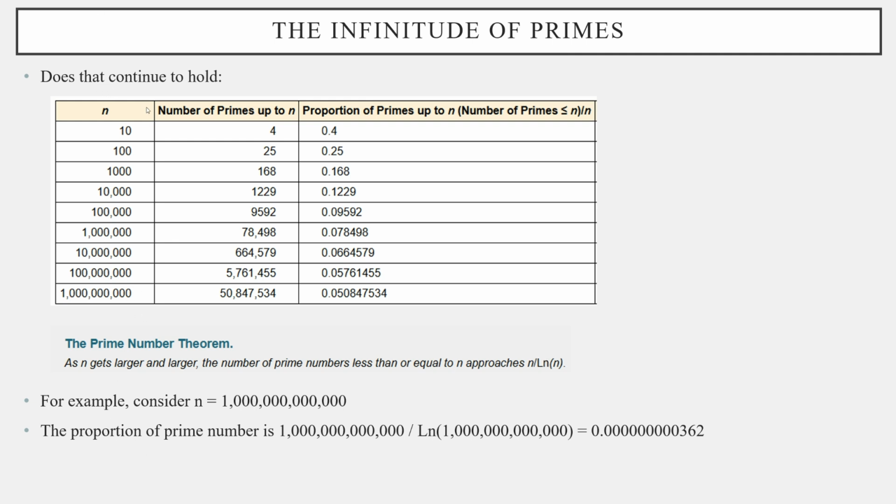If you look here, taken from the textbook, this is the first billion numbers. And in the first billion numbers, roughly 50 million of them are prime numbers. That's crazy. Now let's look at the first trillion natural numbers. The proportion of prime numbers would be 1 trillion divided by the natural log of 1 trillion. And you would see that if you look at the first trillion numbers, the proportion of them that are prime is incredibly small.